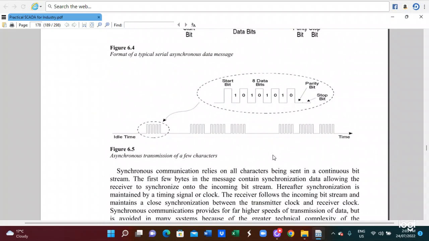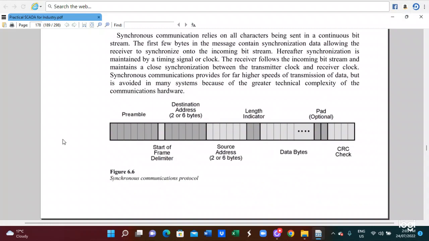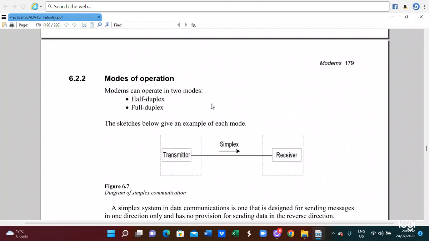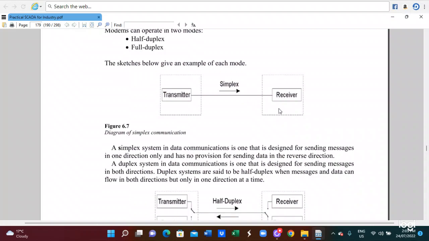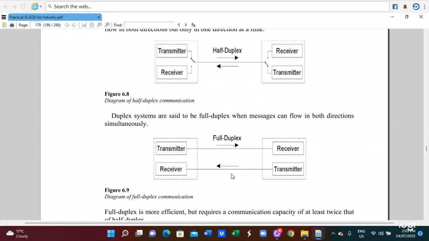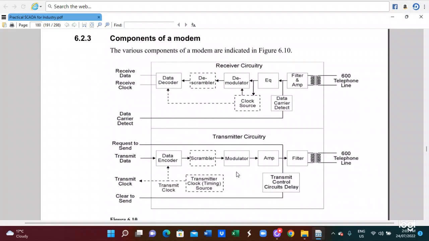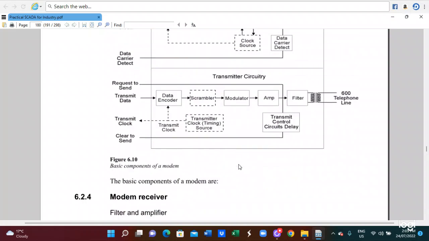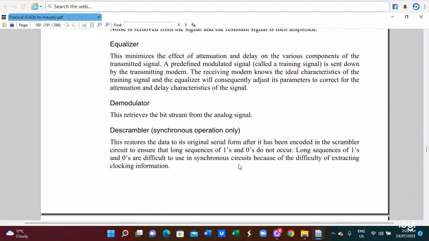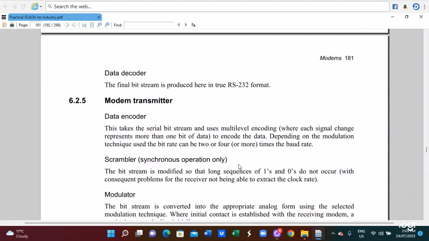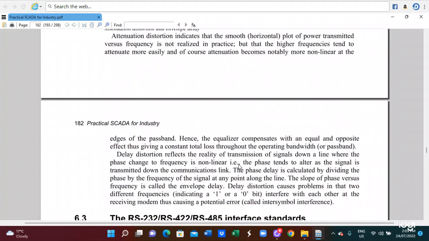Synchronous and asynchronous modes are operations, also the structure of the data. Both operations can be simplex transmitter and receiver, or half duplex, or full duplex system. The components of the modem include the transmitter and the receiver: data encoder, data scrambler, modulator, amplifier, also the transmitter are components of the modem. And for the modem receiver, modem transmitter, and modem amplifier, you need to read more information.